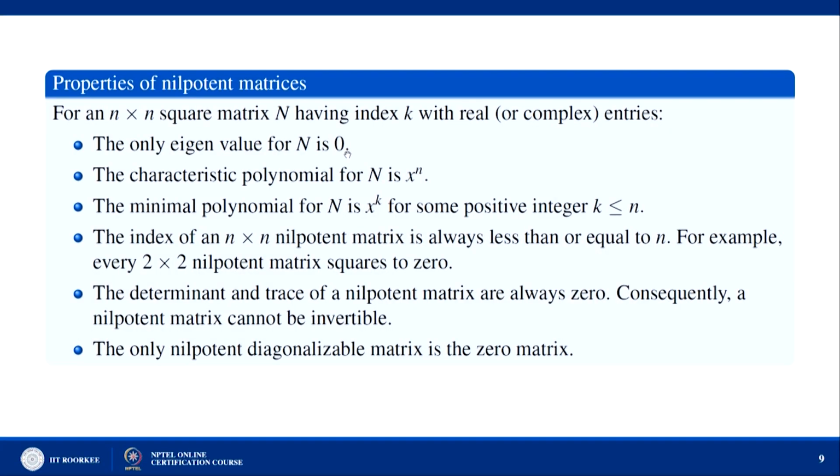Now, what are the properties of nilpotent matrices? The first property is that the only eigenvalue of N is 0. I mean, if N is a nilpotent matrix, its only eigenvalue is 0.